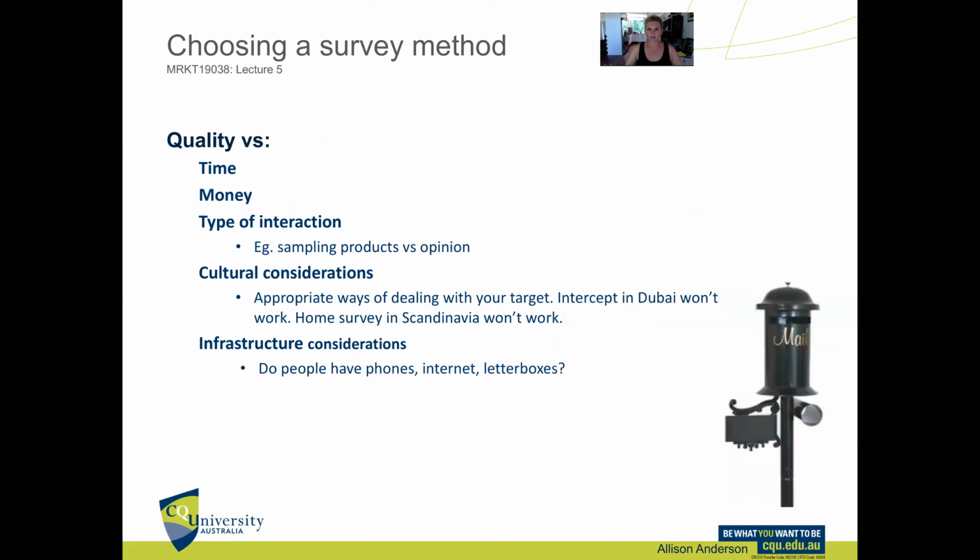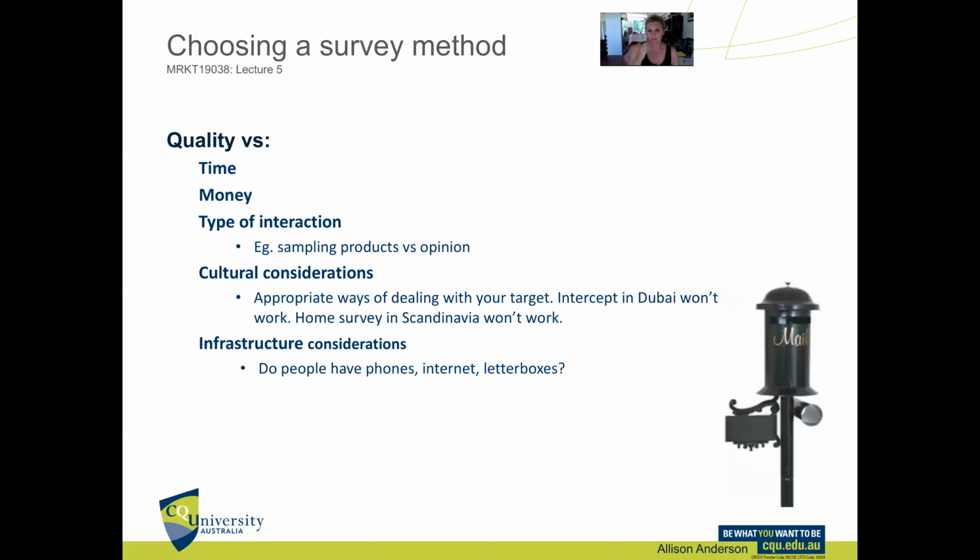Okay, so when you're thinking about a survey method, you've got to think, I need quality, but I have to balance that with time, money, the type of interaction, cultural considerations, and infrastructure considerations, okay? So the type of interaction, you know, if you're sampling products versus getting someone's opinion on world events, you're potentially going to use a different survey method. You need to be thinking about how people think through these processes and what would work best to get the best results. And that's all part of really clever survey design.